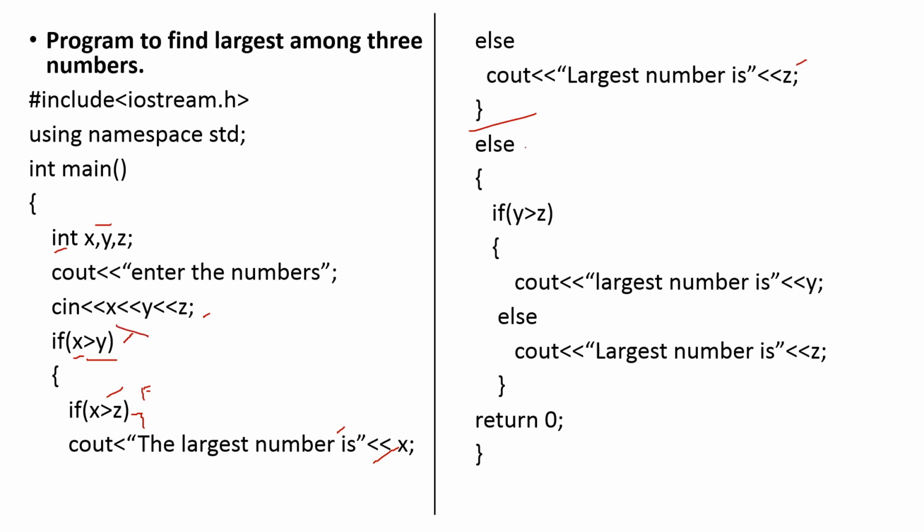Now next, check the else condition, that is, if x is greater than z. If it is true, it will come here, right? If it is false, that is, if x is less, then automatically it will come to this else, and anyway x is less than y. So now compare y and z. If y is greater than z, print y as biggest, else print z as biggest.